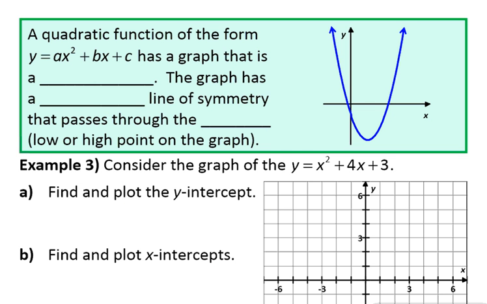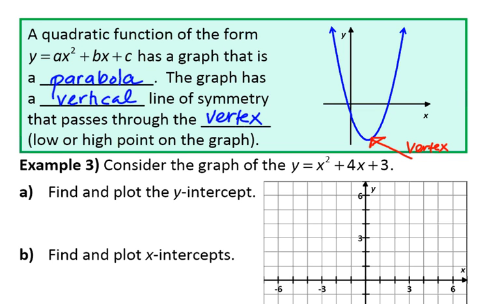All right, so let's define everything officially. A quadratic function of the form y equals ax squared plus bx plus c has a graph that is a parabola. The graph has a vertical line of symmetry that passes through the vertex. And that is either the high point or the low point of the graph. So here on our graph over here, this spot right here is the vertex. It's the low point in this case.